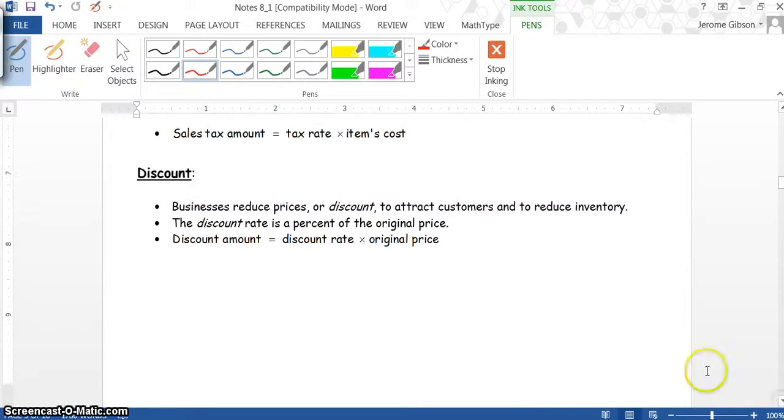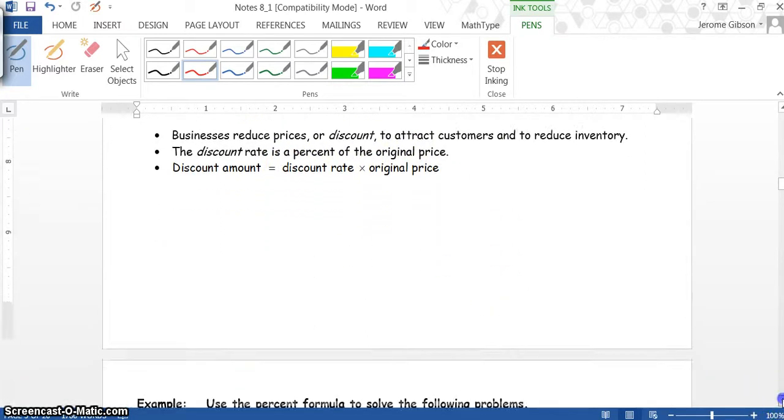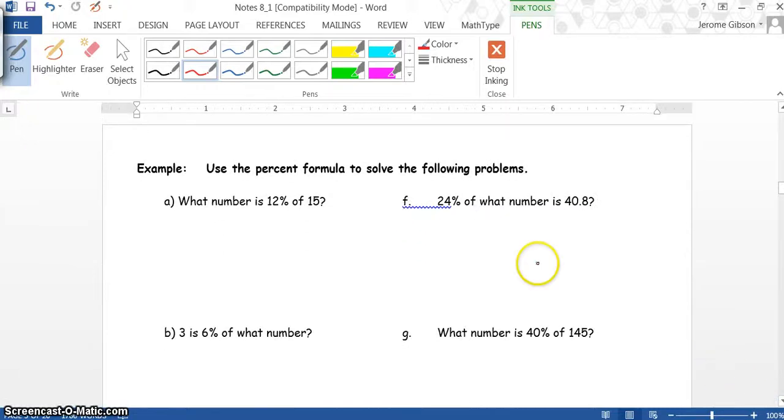Now the discount. Businesses reduce prices, or discount, to attract customers and to reduce inventory. The discount rate is a percent of the original price. The discount amount is equal to the discount rate times the original price. Now those are the formulas we will be using.